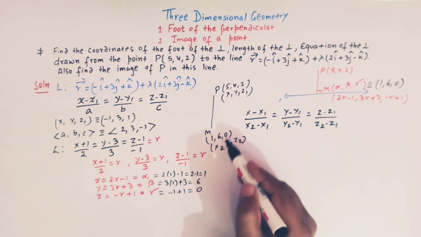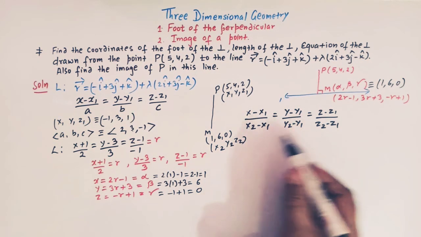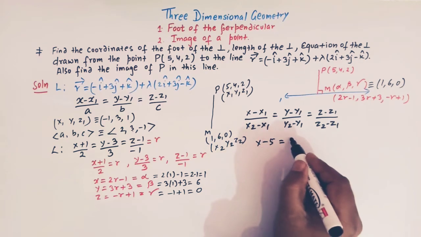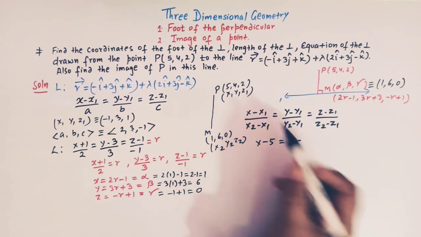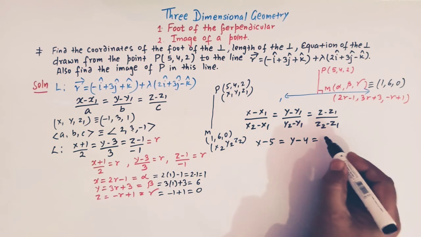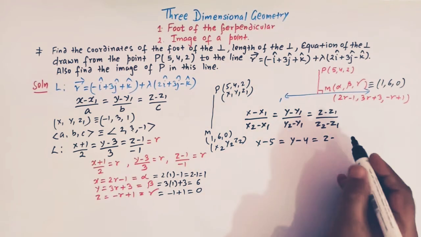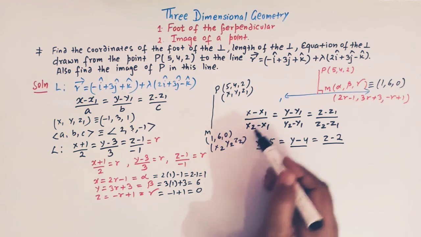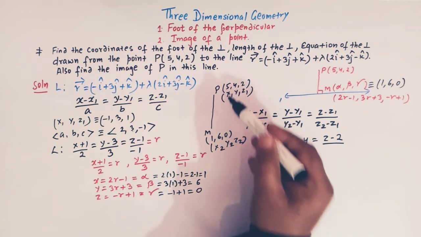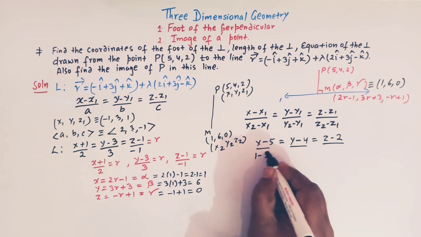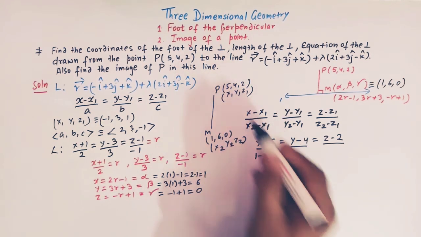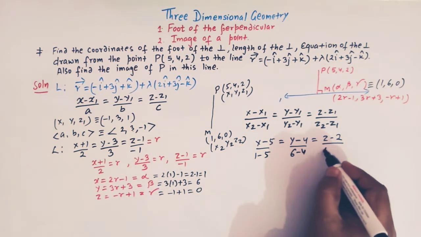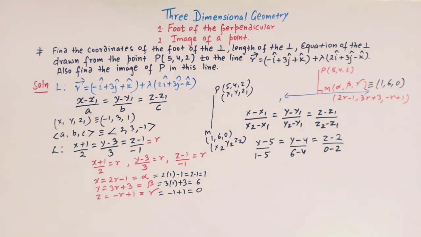So now substituting these coordinates over here, we have x minus 5 is equal to y minus 4, then we have z minus z1, that is 2, and in the denominator we have x2 minus x1, so x2 minus x1 is 1 minus 5, and then we have 6 minus 4, y2 minus y1, then we have 0 minus 2, that is z2 minus z1.